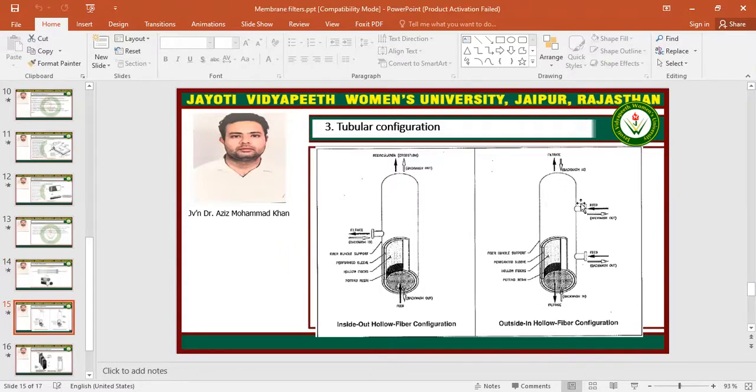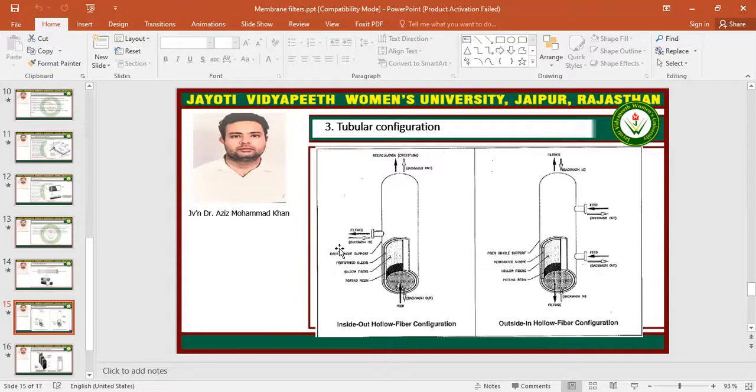Here this is the single tube, and in this tube there are multiple tubes. The feed will enter from the inside and go from inside to outside. First it will enter in the center, and after that it will be filtered and collected from the wall of the tube. So the same thing is here: it is the inside-out filter configuration, and this is the outside-in hollow filter configuration.